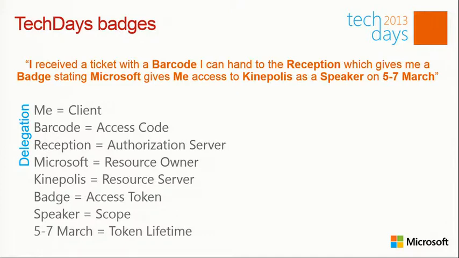Kinepolis is the resource server. So Kinepolis is actually my API in the OAuth flow. The fact that I'm a speaker, so the fact that I have this color of a lanyard means that I'm a speaker. So that's the scope. What can I do here? If you go to the speaker's room, the mean-looking guy who's standing there will probably kick you out. I will get access because I have this scope of access on this access token.